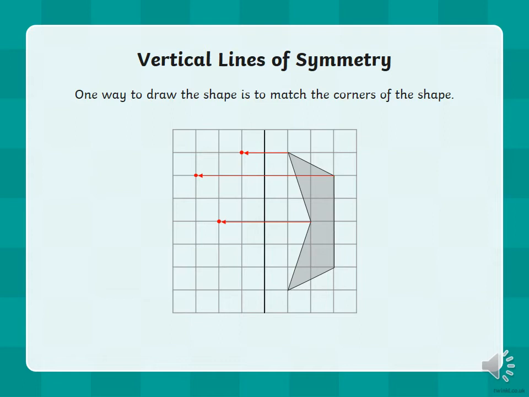So as you can see, this one from the line of symmetry, that corner starts on the end of the second square. So that's where you have to start your corner of it. And as you can see, this corner starts on the end of the third square. And this one is the end of the first square.